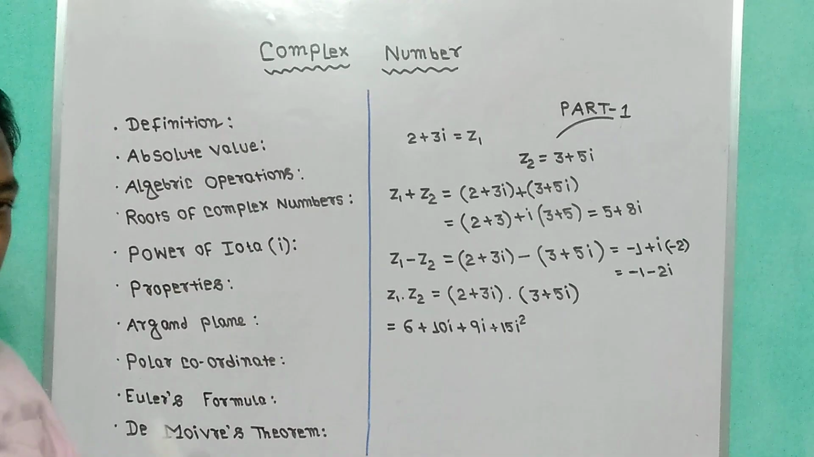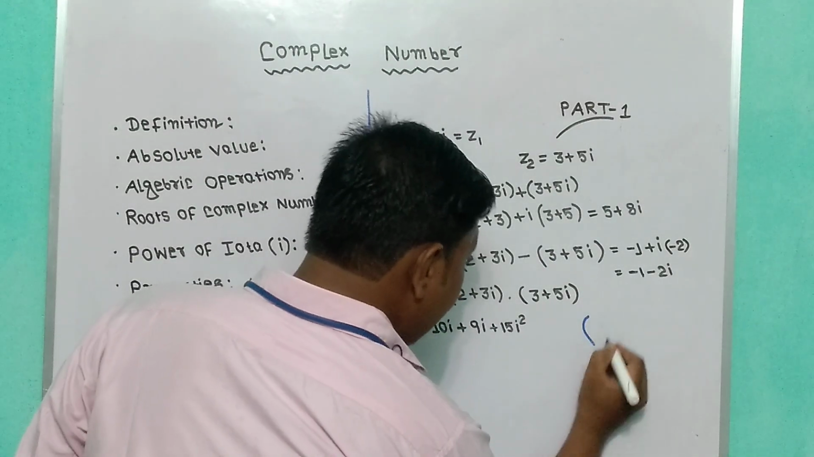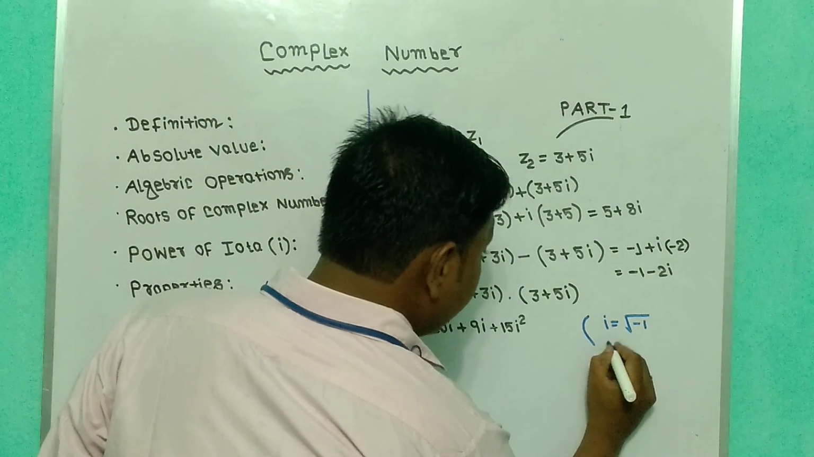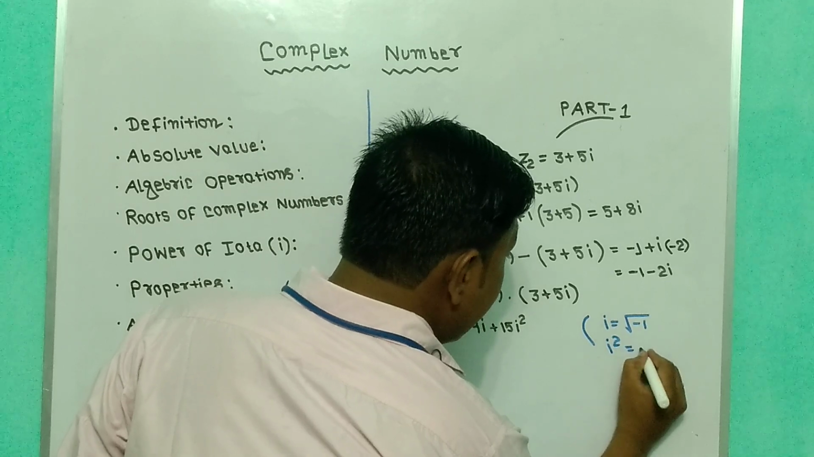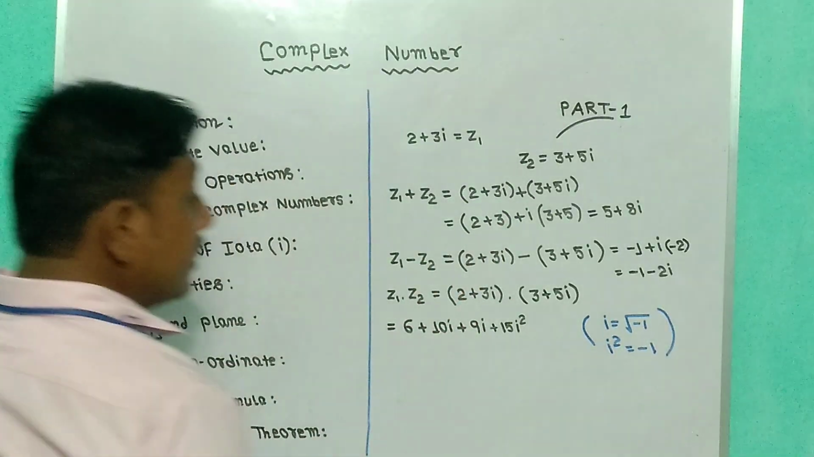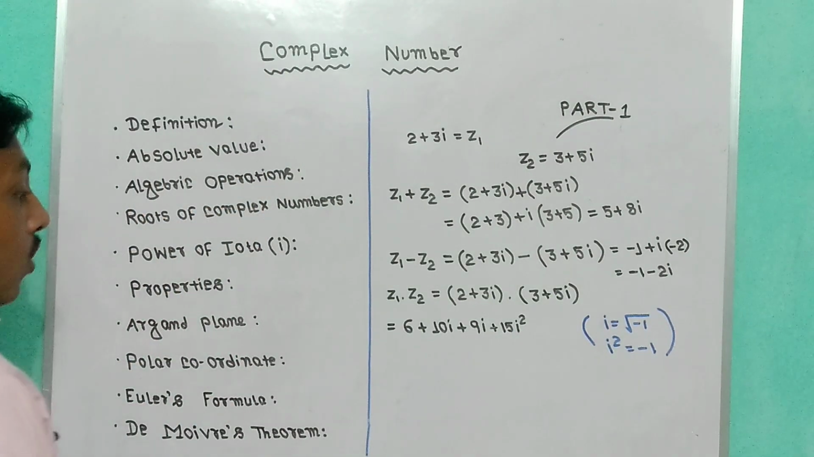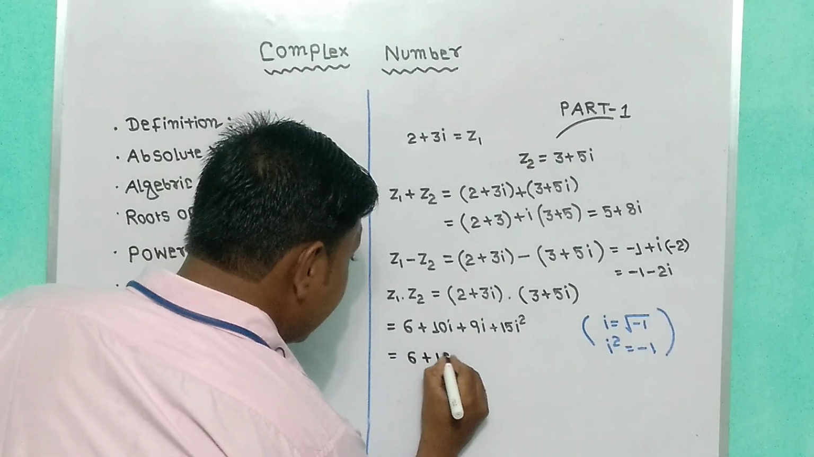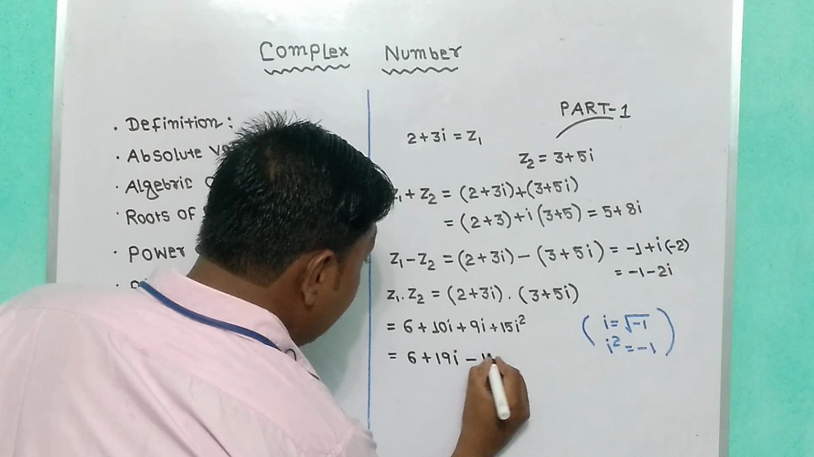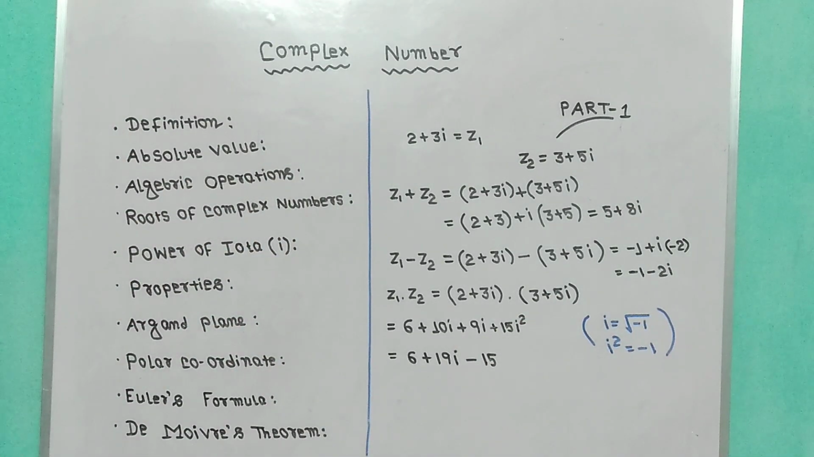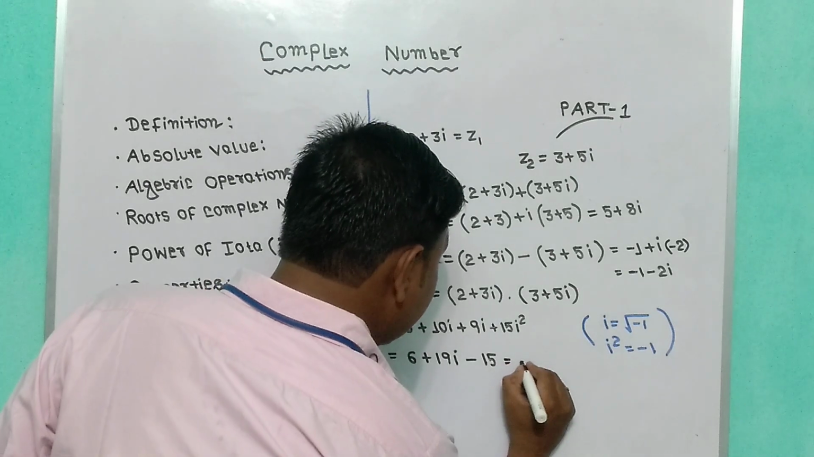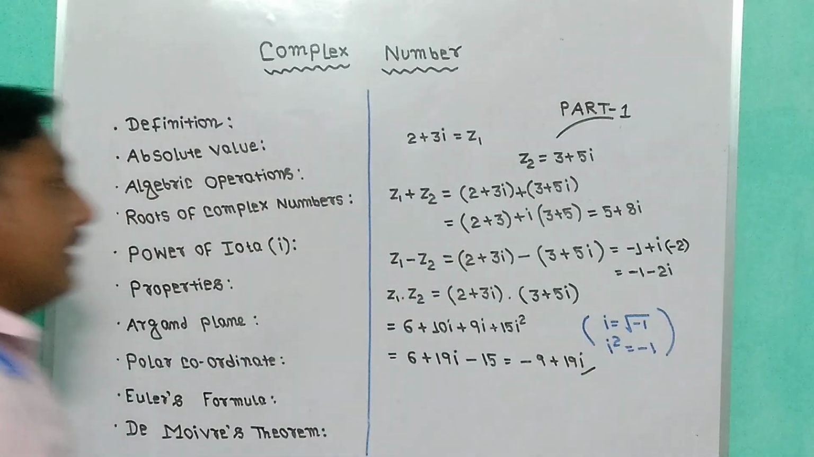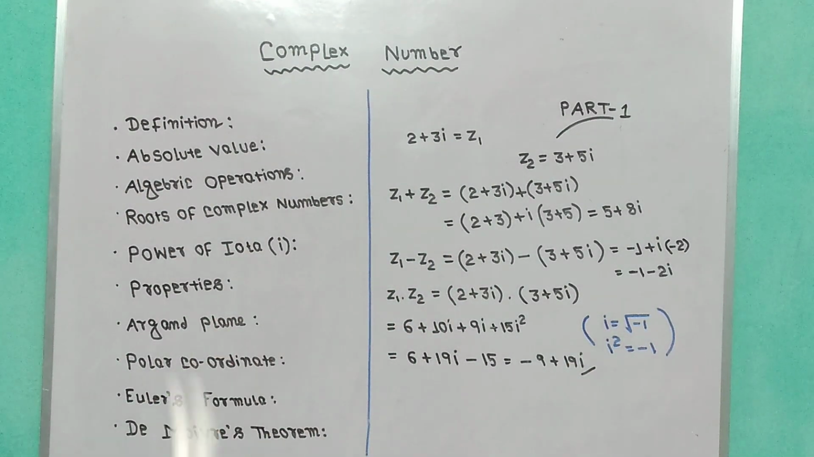I will discuss the power of iota, but here you can see that a few times ago I have written iota equals root under minus 1. That means i square equals minus 1. Clear? So here we will put minus 1. So we will get 6 plus 10i plus 9i, that means 19i, minus 15, because we put here i square equals minus 1. So we will get minus 9 plus 19i. Okay, see this. If you want, then you can take one screenshot.